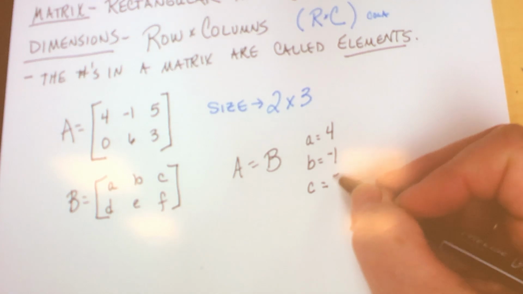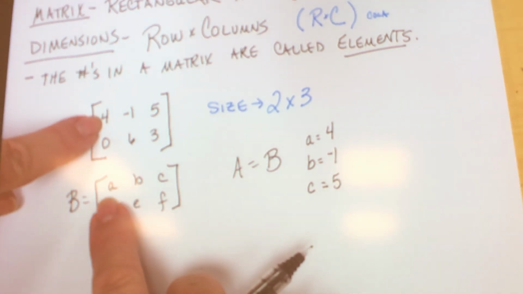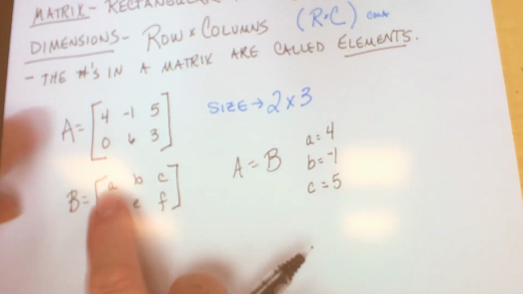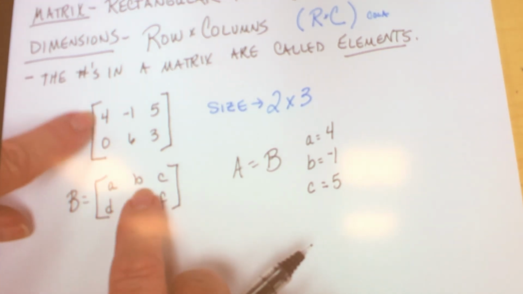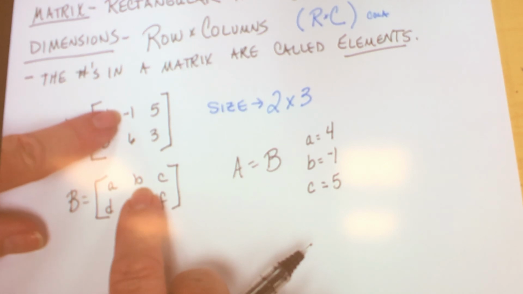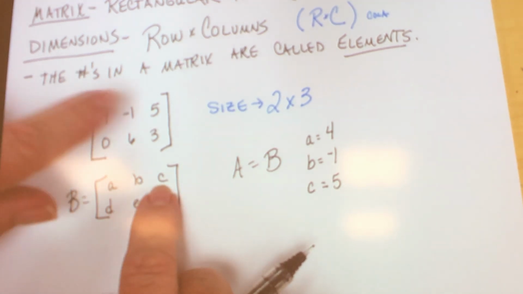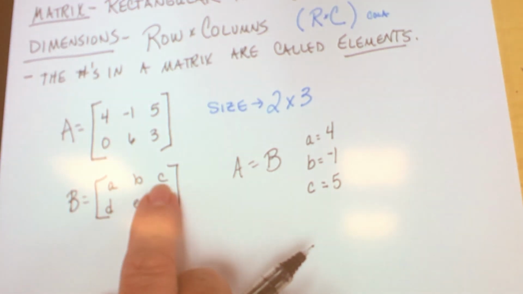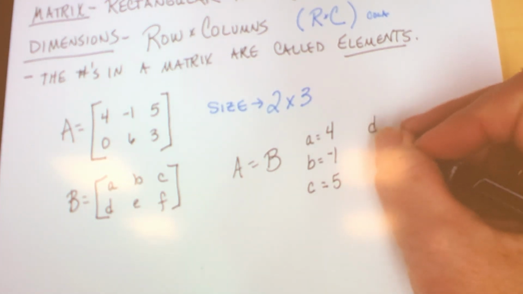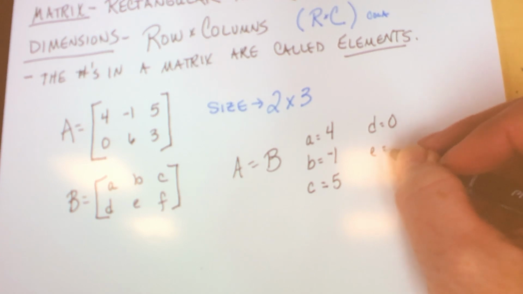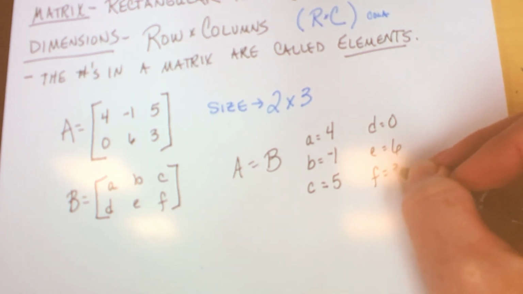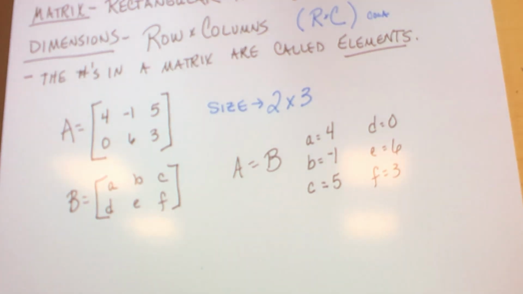5. It's who's in the same place, guys. This is row 1, column 1, row 1, column 1. This is row 1, column 2, row 1, column 2. Row 1, column 3, row 1, column 3. Okay? So, now you know what D is. 0. And E is 6, and F. Very good. All right, anybody got a question so far?